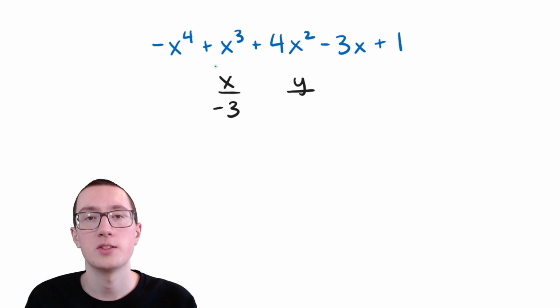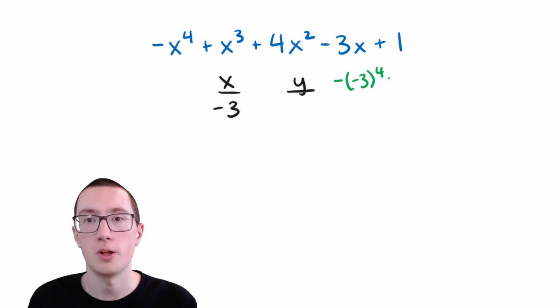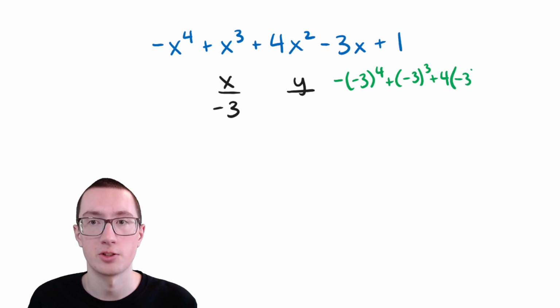So we're going to rewrite this equation, except whenever we see x, we're going to put negative 3 instead. So we're going to have negative, and instead of x, we're going to put negative 3. So we're going to have negative 3 to the 4th, plus negative 3 to the 3rd, plus 4 times negative 3 squared, minus 3 times negative 3, plus 1.